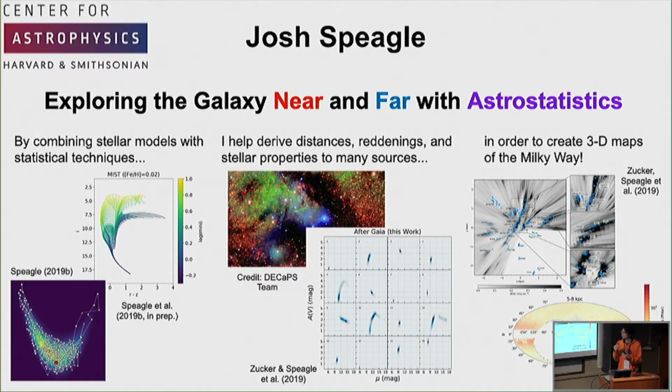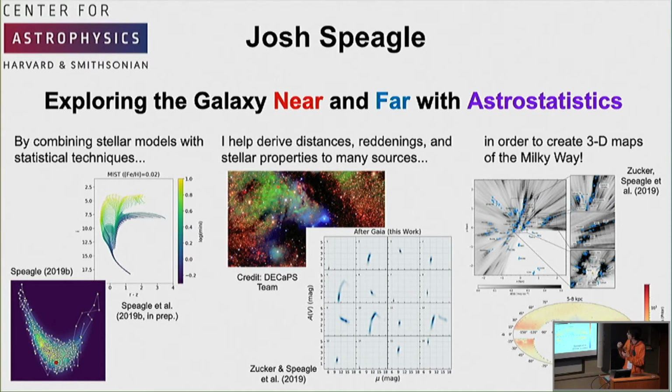This lets us derive robust probabilistic constraints on the distances, reddening, and stellar properties of millions of sources. Then, using those in the context of statistical models, we derive the 3D distribution of dust, gas, and stars, both nearby in the Milky Way and far away. On the right, in the top panel, is some work that Catherine has led, trying to map distances to local molecular clouds, which I'm sure she'll talk about a little later.